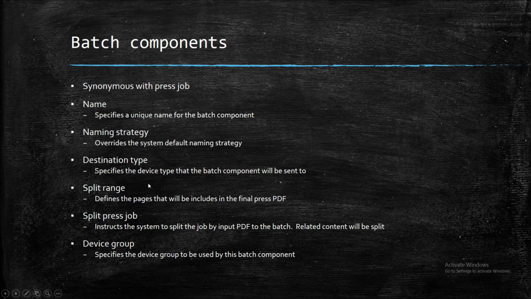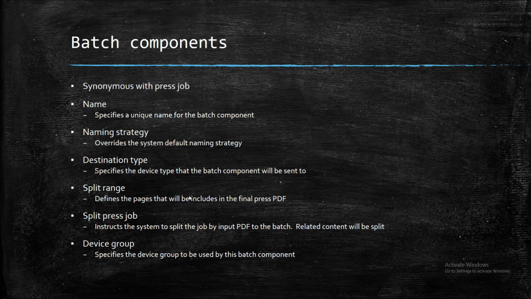Next we have split range, and this works just like it does in pre-batch. It allows you to say what part of this batched output you want to include. And then we have this attribute called split press job, which is not very often used, but it's been in the system for quite a while. It essentially allows the system to generate a press job for each input into the batch. We're not going to get into the details of that. We can look into that further with you if you're interested, but just know that that attribute exists.